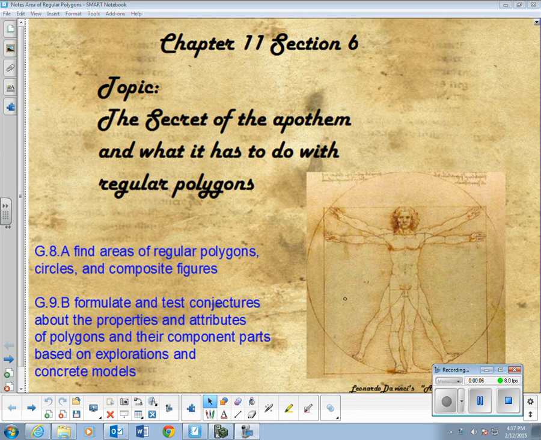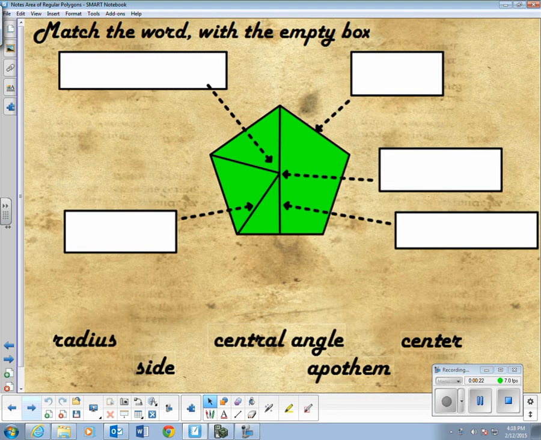Today we're going to go over the secrets of the apothem and what it has to do with regular polygons. It's kind of what I titled this lesson. We're going to learn how to find the area of any kind of regular polygon at any time, just given some basic information about the figure. All right, so we have a little vocabulary to go through first.